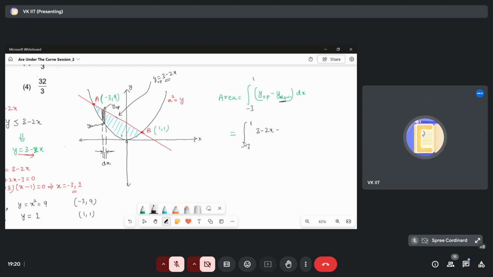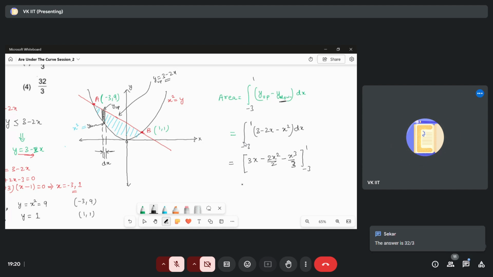And what is the y down? This is the y down, which is the curve, parabola, and y is given as x square. So y down will be equal to x square. So we will take that here, x square, and that's it. Quickly do the integration and find the answer. So this will become 3x minus 2x square by 2 minus x cube by 3, and the limit from -3 to 1.